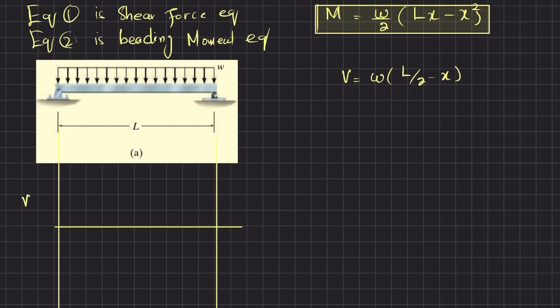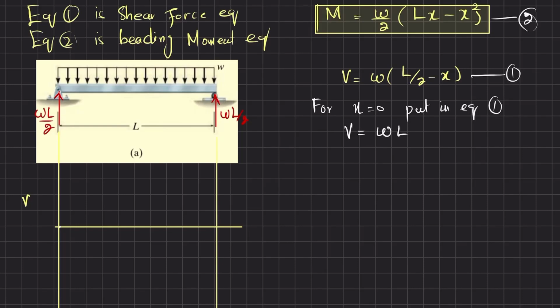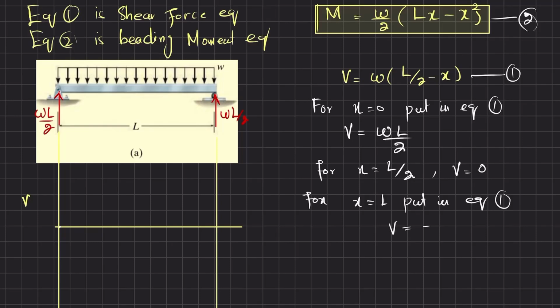Now you can see that at this point you have a reaction force which was WL over 2, and there is also a reaction force which was WL over 2. This is equation number 2 and this is your equation number 1. For X is equal to 0, put in equation 1, we will get V is equal to WL over 2. Now for X is equal to L by 2, when you put this in the equation, this term will be equal to 0, so V is equal to 0. Shear force will be equal to 0. For X is equal to L, put in equation 1, V will become equal to minus WL over 2.